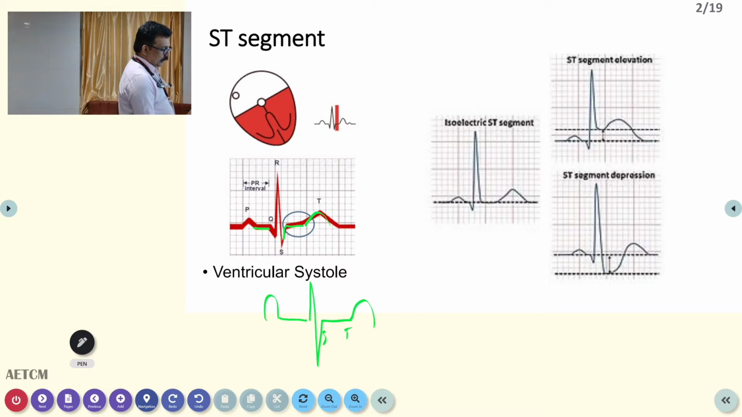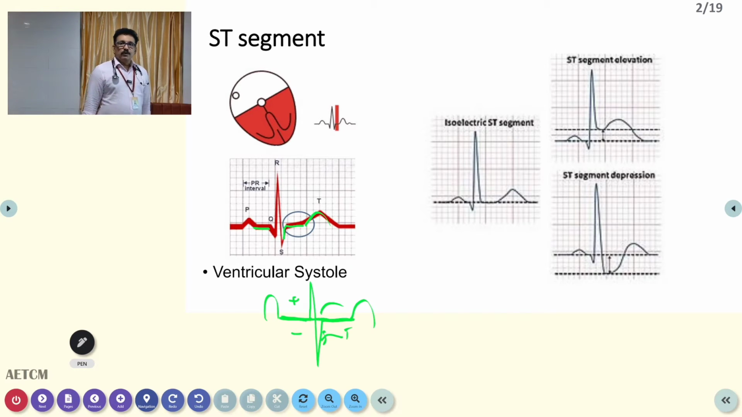If you draw a line on the PR segment, that is an isoelectric line that should fall on the ST segment also. The PR segment is an isoelectric line, neither positive nor negative, the middle. So the ST segment also should fall on that line. If it is above that, you can call it ST segment elevation. If it is below that, you can call it ST segment depression.